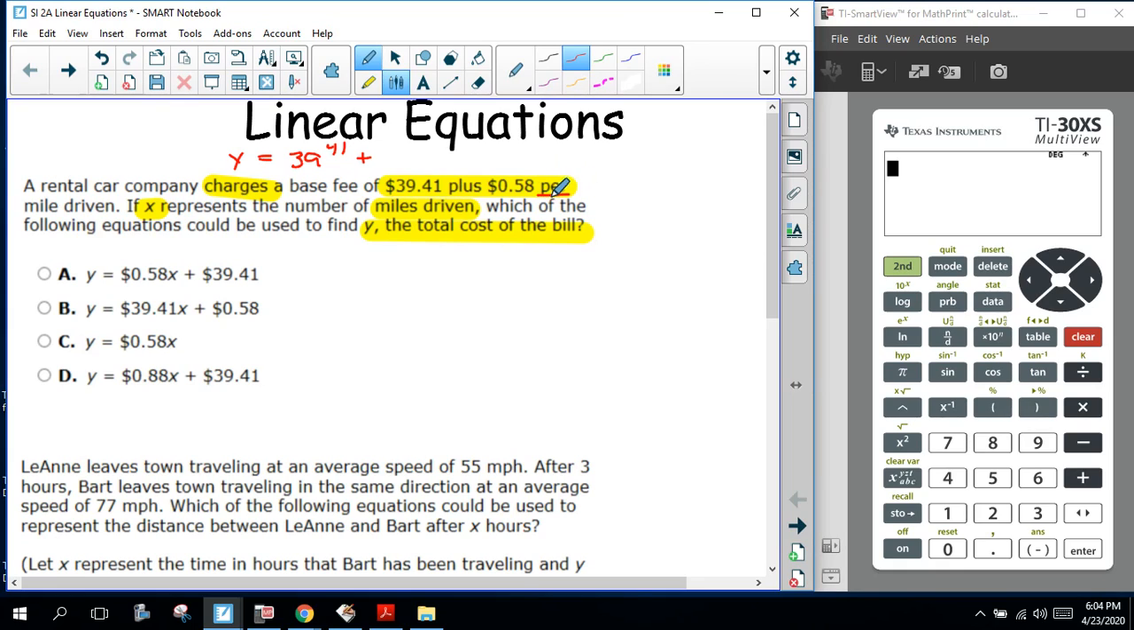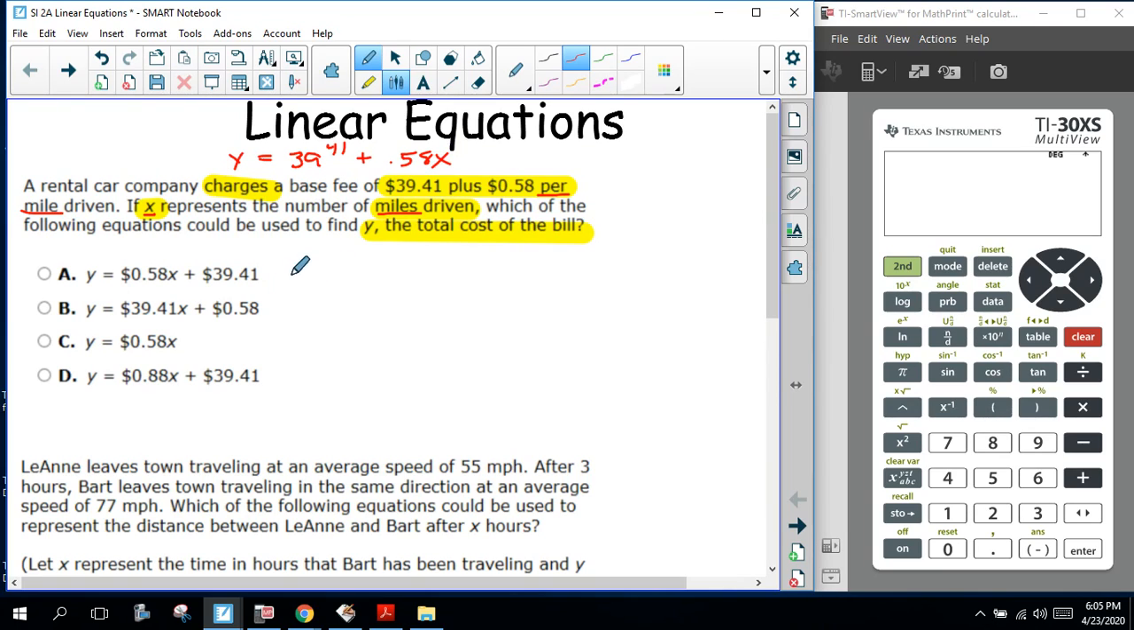We've talked about this a lot this year. The word per is referring to a rate of change or a slope, which always goes beside a variable. So 0.58 per what? Per mile. Well, per mile, oh, that's what X is, the miles, or per X. So it's $39.41 plus 58 cents per mile, or per X.